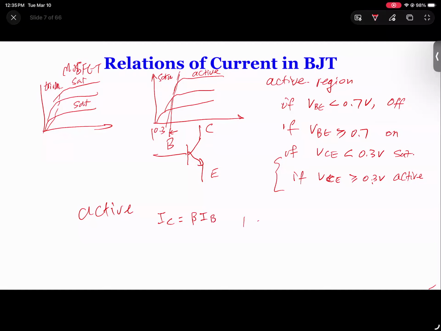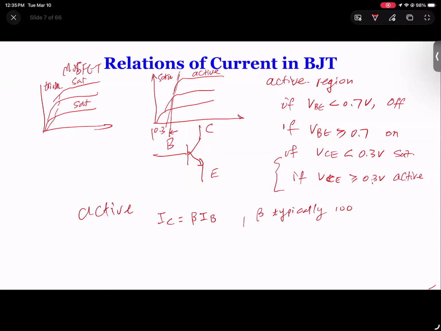And this beta value, typically for microelectronics, is about 100. Of course, in some problems you might see 50, 10, or 500, but 100 is the typical value. I would say 95% of BJTs in microelectronics operate around 100. That's really a very typical value for a BJT.